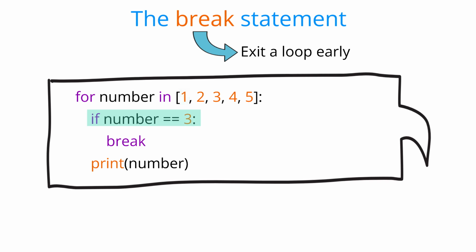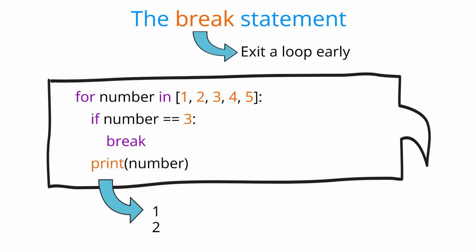We then check if the number variable is equal to 3, which we know it isn't, so we simply print the number. Then we move on to the next iteration where we set the number variable to 2. Again, we enter the body of the loop and check if the number variable is equal to 3, which in this case it isn't. So we simply print the number again.